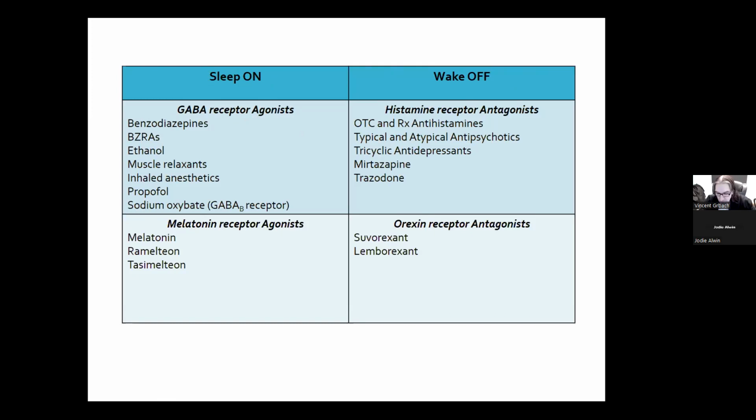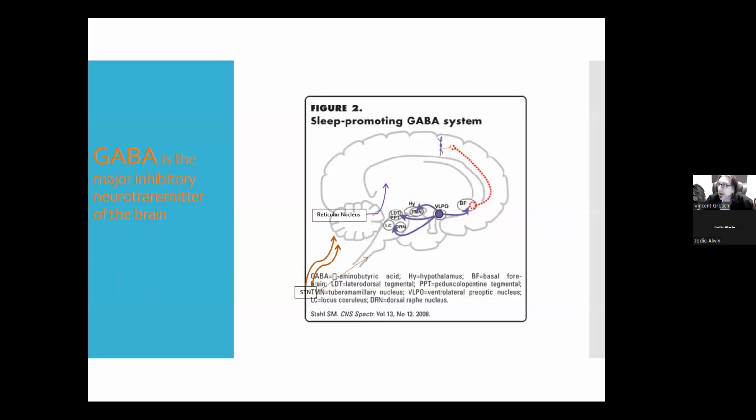So to go through this a little bit more in depth, this is a very scary picture, but you've got to learn this stuff for your boards.